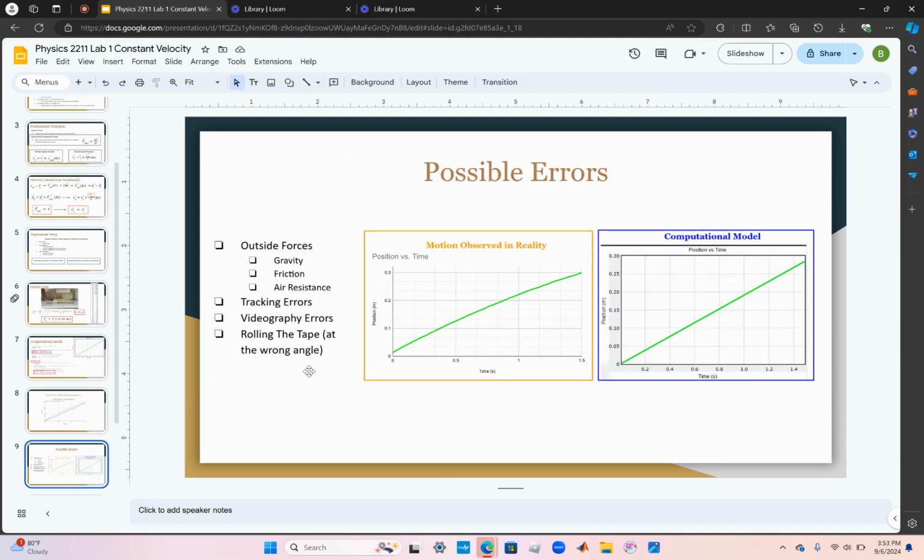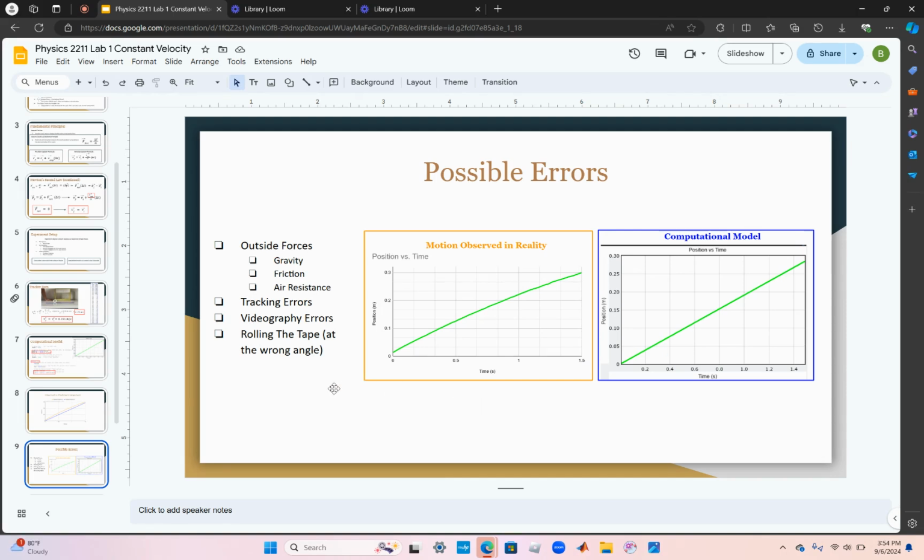Some possible errors. Outside forces are definitely an error, and the reason why my motion observed in reality is different than the computational model, as seen in these two graphs. Gravity is most likely the case that changed this too, because this surface is most likely not level, and it actually caused the object to accelerate as it moved to the right. We can also assume that there's friction and air resistance involved in this.